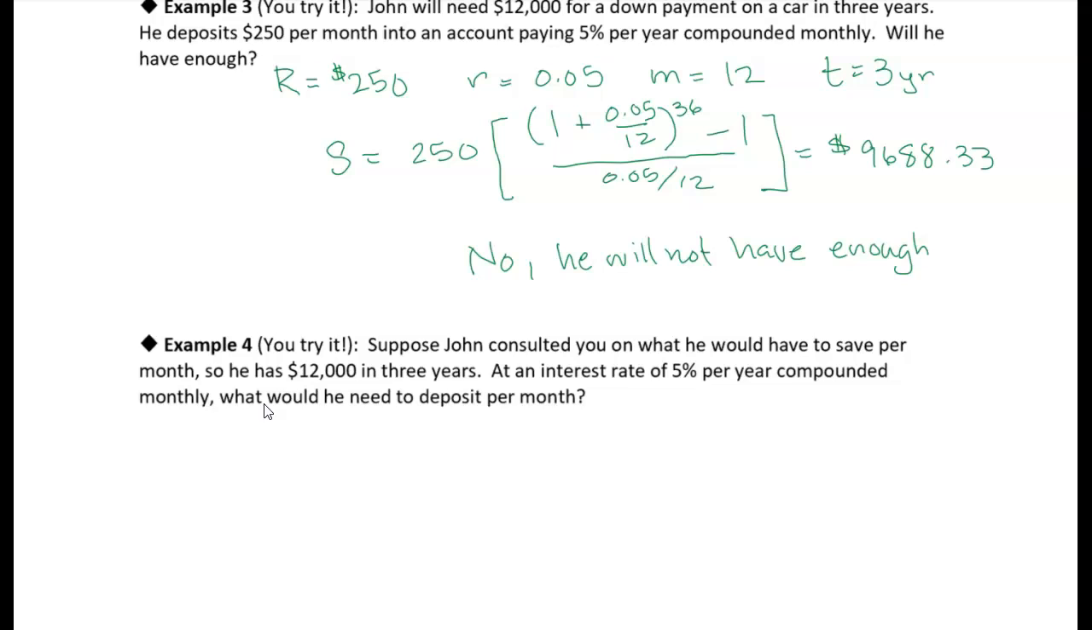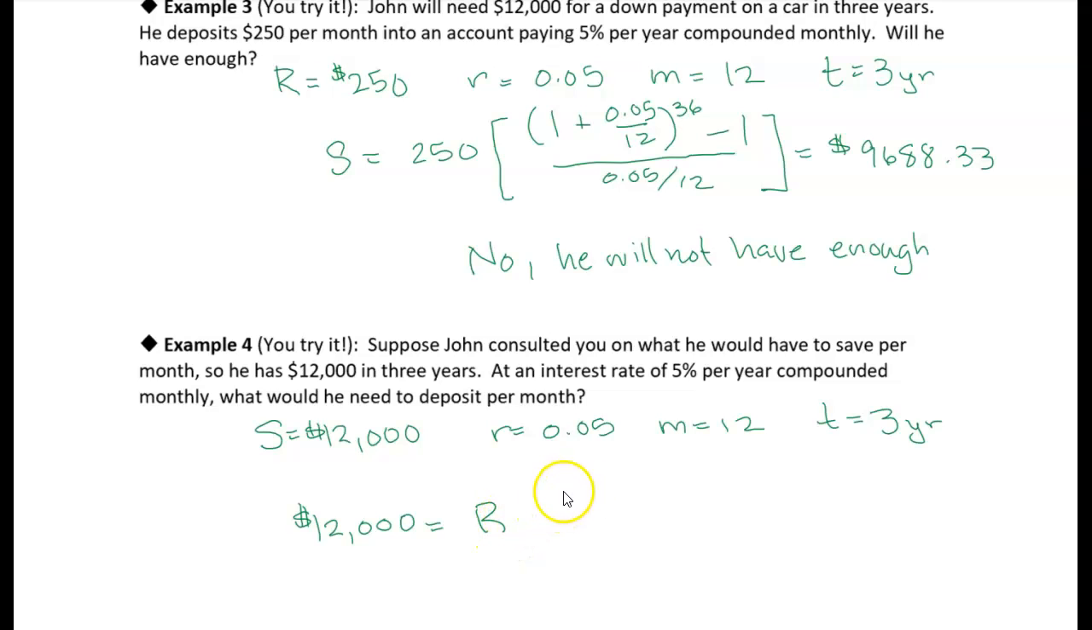Now we can actually use the same formula that we have, but now we want the future value to be 12,000, right? We know we have an account that pays 5% per year on a monthly basis, and we need it in 3 years. So our T is equal to 3 years. Well, S is 12,000. So we want the final future value to be 12,000.